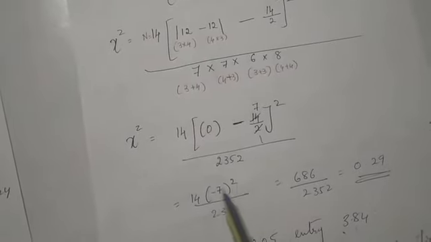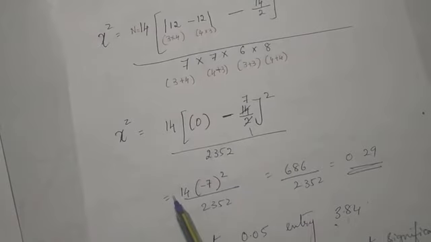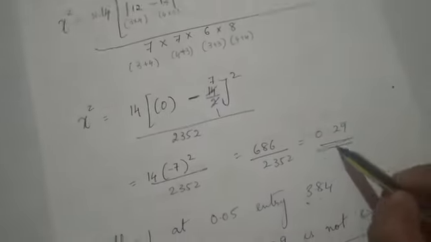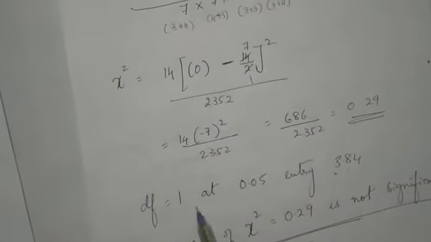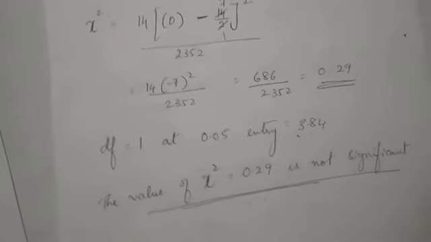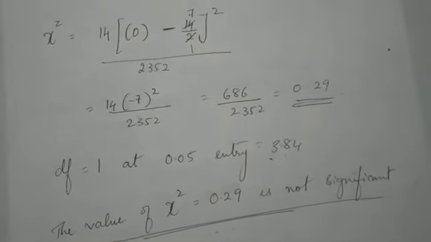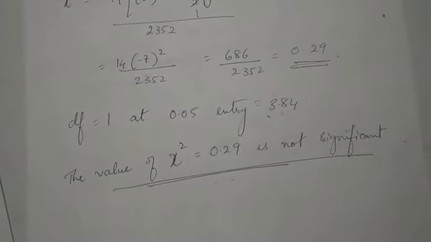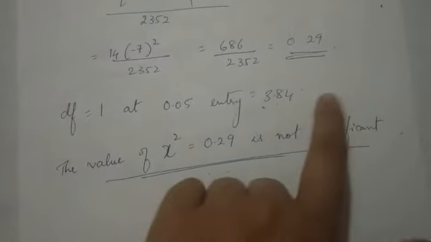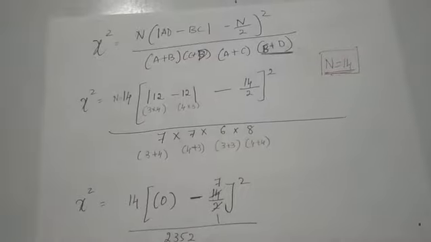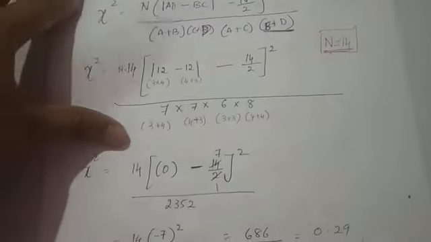And when you multiply 7 into 7, 49, 49 into 14, you have 686, divided by 2352, then you will get the score of 0.29. The degree of freedom is 1 at the 0.05 entry, which is 3.84 as per the table mentioned at the end of your book just after example 2. So where chi-square is equal to 0.29, it is not significant as per this entry. So this is one example where the scores of the contingency table are below 5.